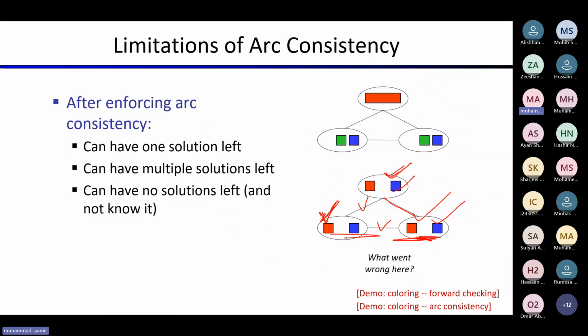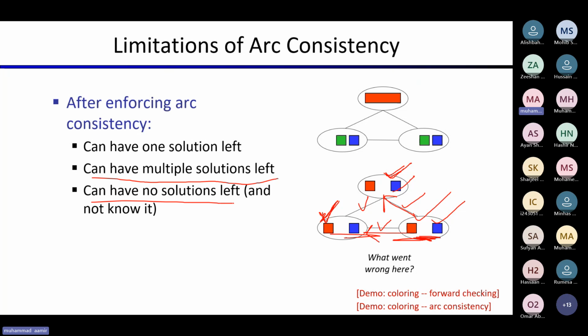You can check from this neighbor as well, and from this neighbor. If I got blue, do you have any other value? Yes, I have red. If I got blue, do you have any other value? Yes, I will get red. So this arc is consistent. Even though the arcs are consistent, we have multiple solutions left. So this is again a limitation of arc consistency.